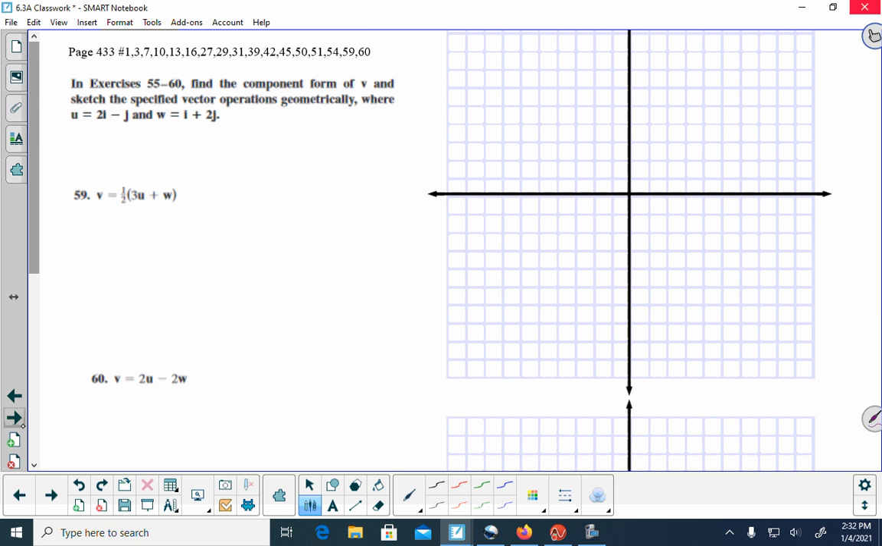Okay, in exercise 55, it says write the component form of V and sketch the specified vector by the operations given. So this one, they're telling me that U is 2i minus j, so I'm going to think of that as 2, -1. W is i plus 2j, so I'm going to think of it as 1, 2. So those are my two component forms of the linear combinations. I want V to be 1/2 of 3 times U, so this is going to be 6, -3, plus W, which is 1, 2.